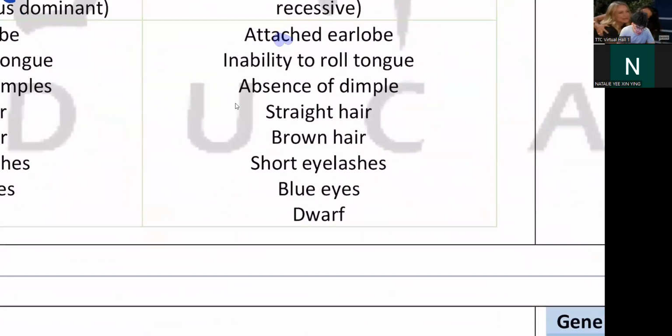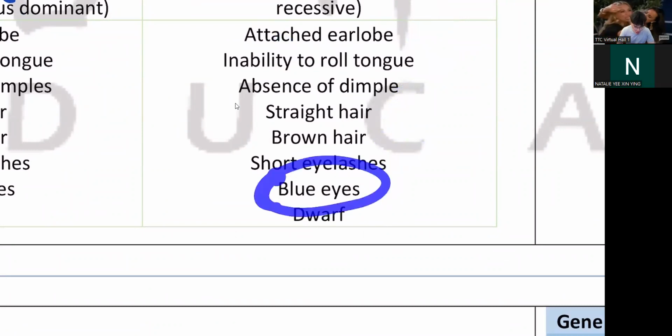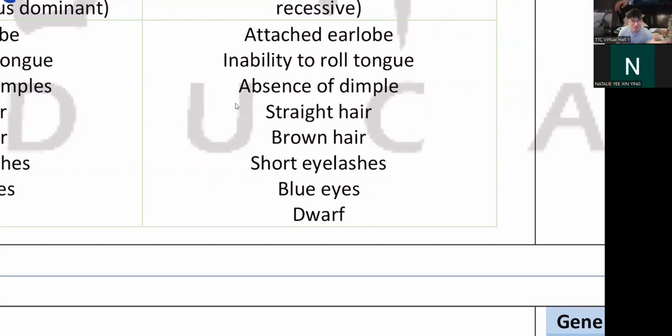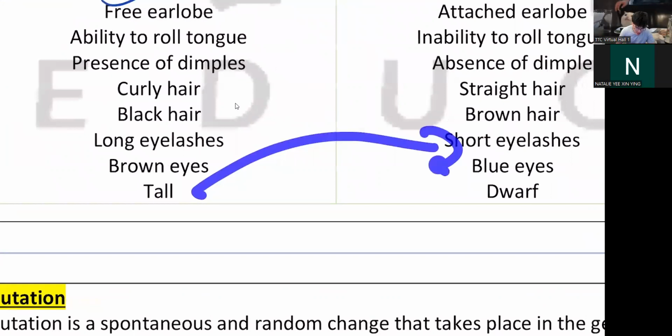So in this case, you have attached earlobe, cannot roll tongue, no dimple, straight hair, brown hair, short eyelashes, blue eyes, dwarf. So you see, blue eye is actually a losing gene. That means you are an Asian, you have black eyes. So if next time you marry an ang mo with blue eyes, let's say your husband has blue eyes, your baby will for sure be black or brown, because it's covering the blue eyes.